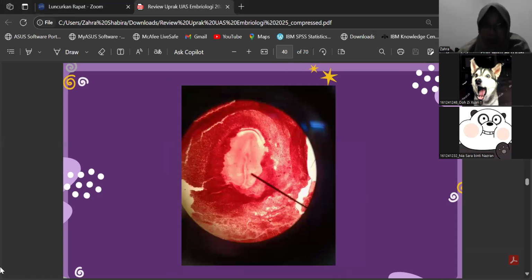It's also the same, 18 hours. There is primitive streak, and then there is Hensen's node, the maroon color, and also head process in here.